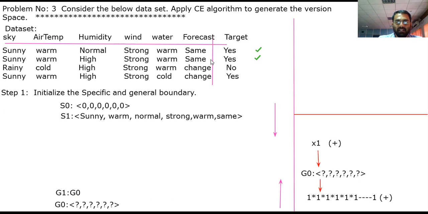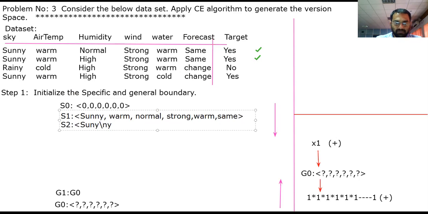So let us apply x2 to the specific boundary. Now, if you apply the next instance, the specific boundary is slowly growing towards the bottom side. As I explained to you, we need to apply Find-S algorithm. In x2, we have the attribute value Sunny. Here also Sunny. Sunny multiplied by Sunny is Sunny only, because A into A is A.